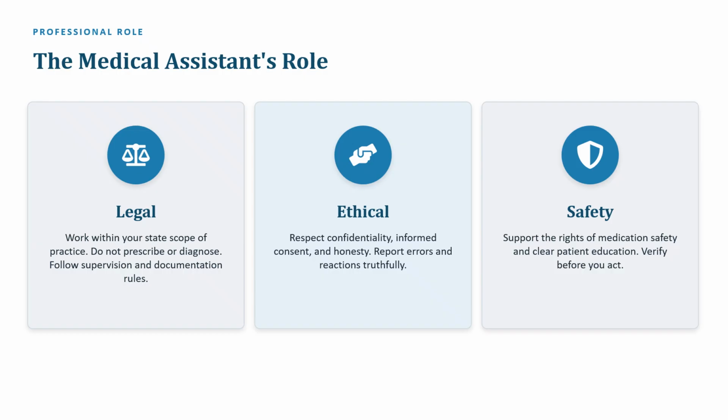The third pillar is safety. This is where you'll support the well-known rights of medication safety and provide clear patient education within your role. The single most protective habit is to verify before you act. Confirm the patient, confirm the medication and its generic name, confirm the provider's order, and confirm the patient understands the instructions. When those 3 pillars, legal, ethical, and safety, guide your practice, you become a genuine safeguard in the medication process. You are often the last set of eyes and the clearest voice the patient hears, and the responsibility is exactly why the vocabulary in this lecture matters.